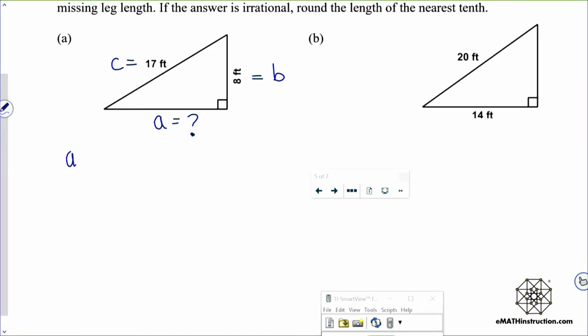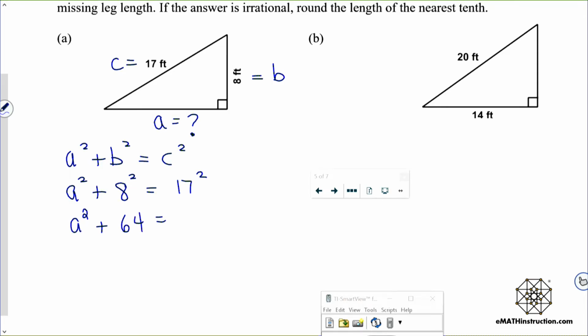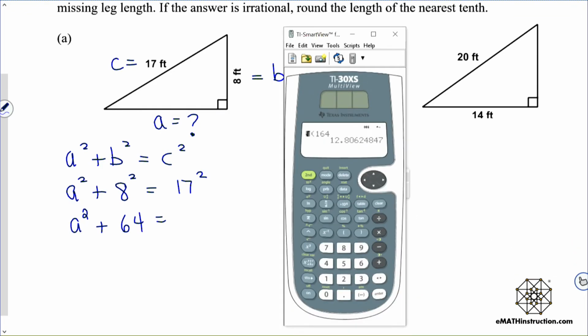All right, so now let's see how it works out with the Pythagorean theorem. Okay, I'm going to write down the Pythagorean theorem again. A squared plus B squared is equal to C squared. Now I don't know A squared, so I'm just going to leave it like that. B is now 8, so I'm going to have that there, and C is 17. Again, A squared is what I'm solving for, so I'm just going to leave it like that. 8 squared is 64, and I don't have 17 squared memorized, so I'm just going to do that in my calculator. 17 squared is 289.